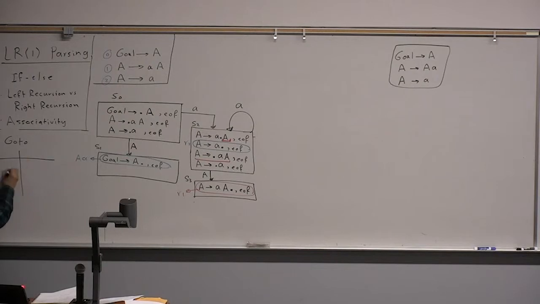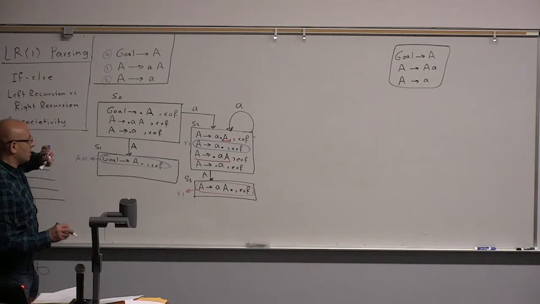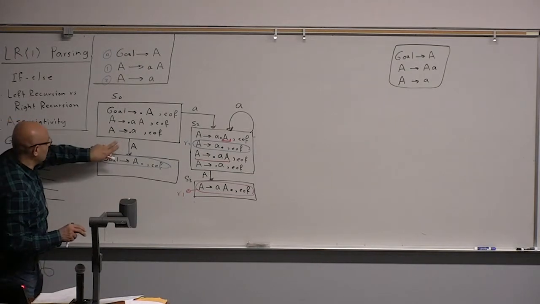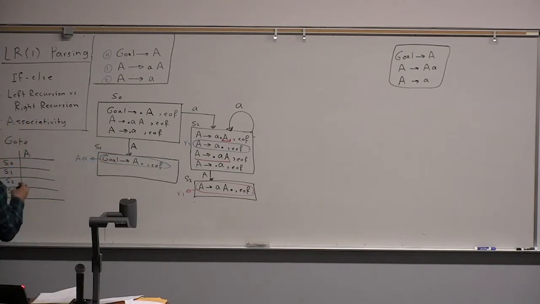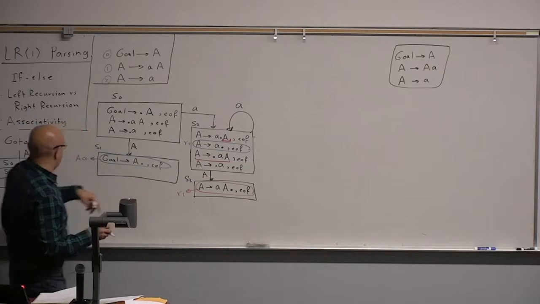Okay, so let's do the goto. The goto from state 0, state 1, state 2, state 3. So there are only 4 states. So for the non-terminals, we have transitions: a transition from S0 to S1 on an A, and a transition from S2 to S3 on an A.